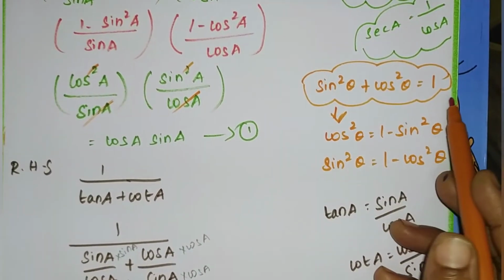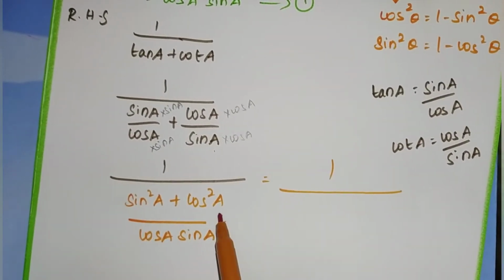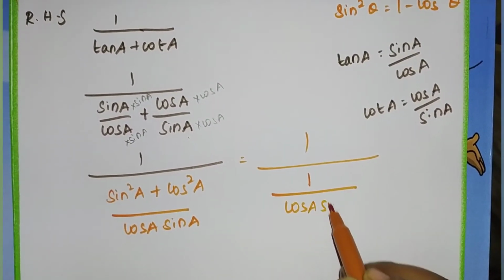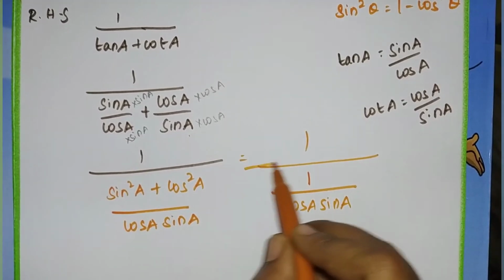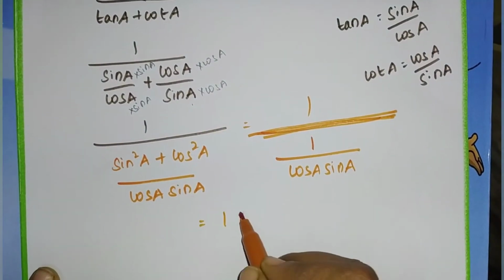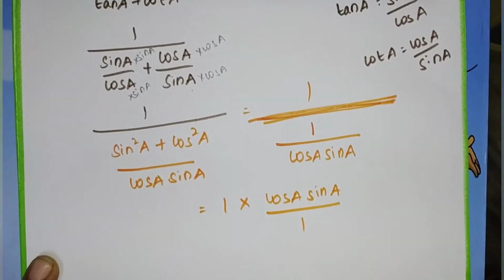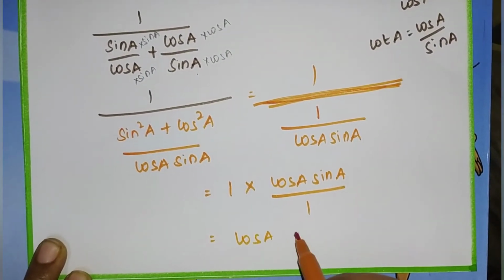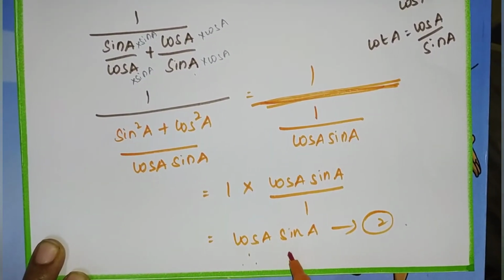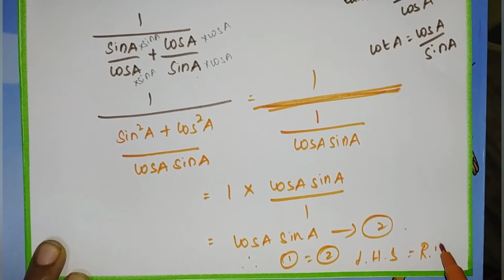Sin square theta plus cos square theta is 1. So instead of this, I can substitute 1 divided by cos A sin A. Now it is in division, no? So I am going to take the reciprocal of this one to change into multiplication: 1 into cos A sin A divided by 1. So the answer is cos A sin A. Mark this as equation 2. Therefore, first equation is equal to second equation, that is LHS is equal to RHS.